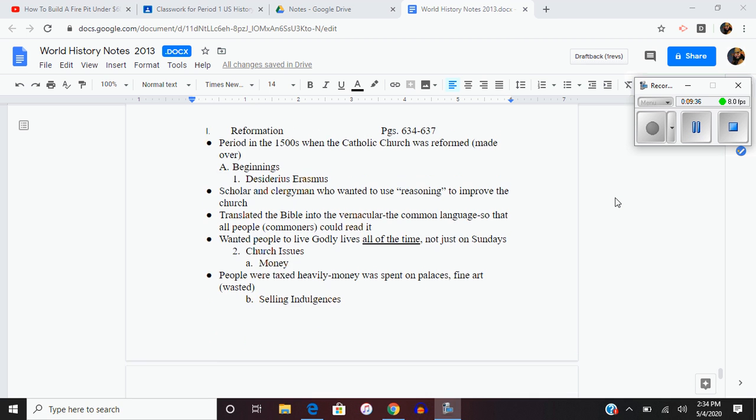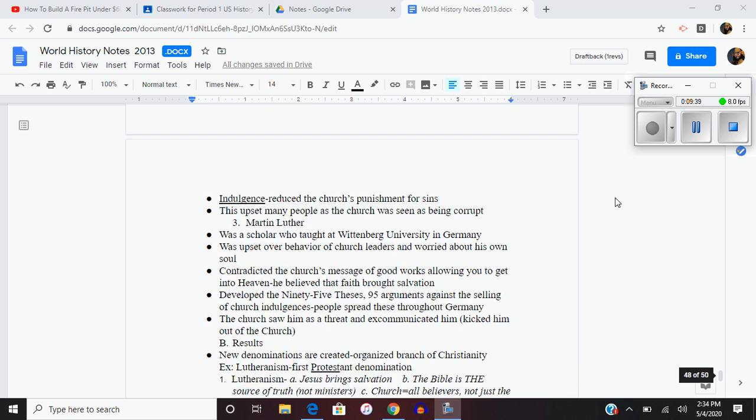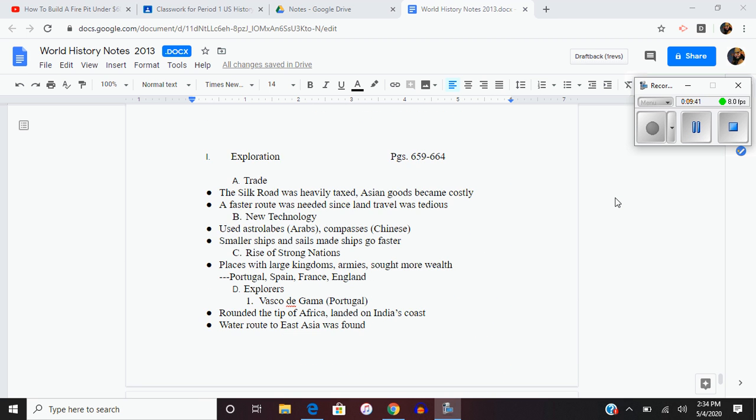And then finally, your last page, skip Reformation. We didn't do Reformation, so don't worry about that. But we did talk about exploration. And this is big too because this leads us into U.S. history. So with exploration, if you think about it, these rich places get a lot of money.